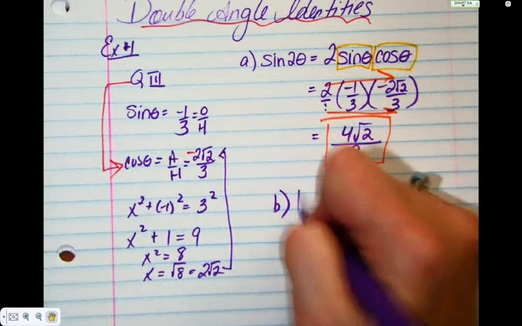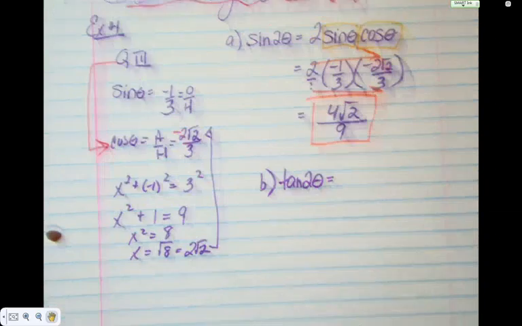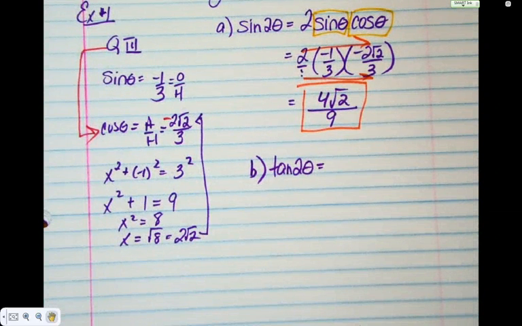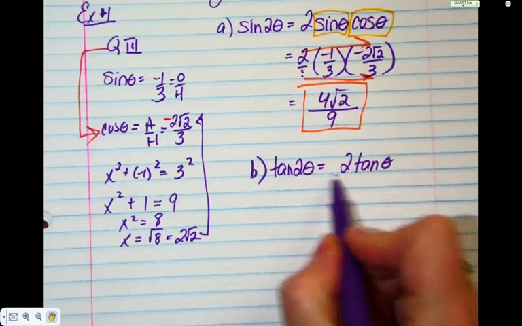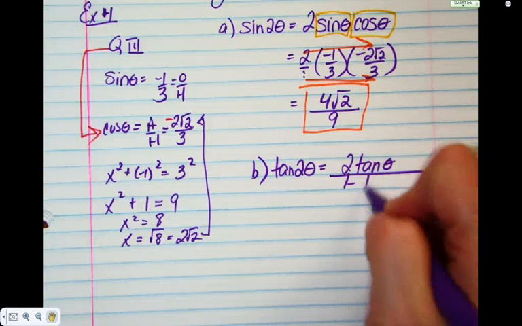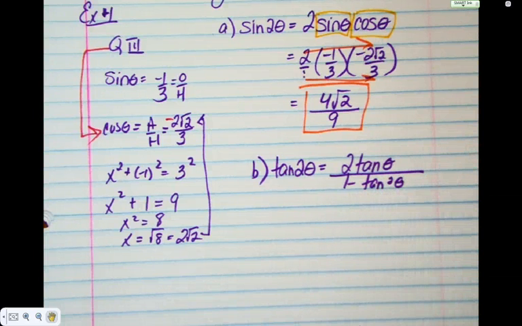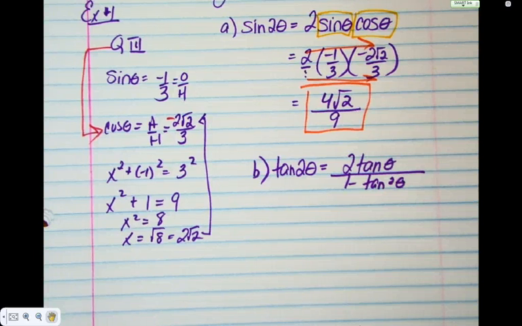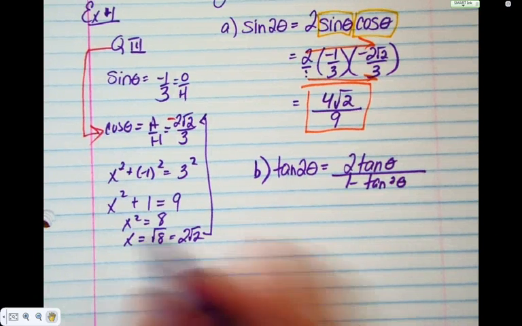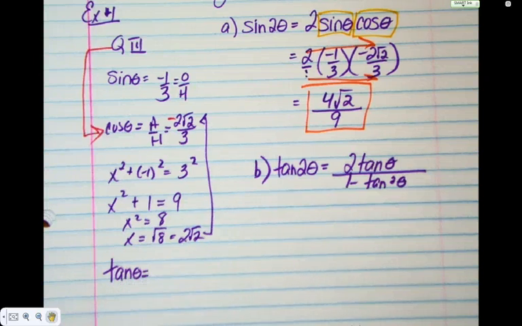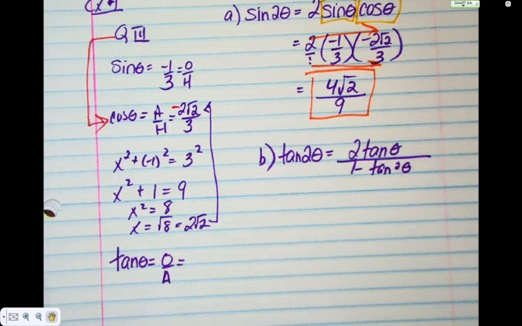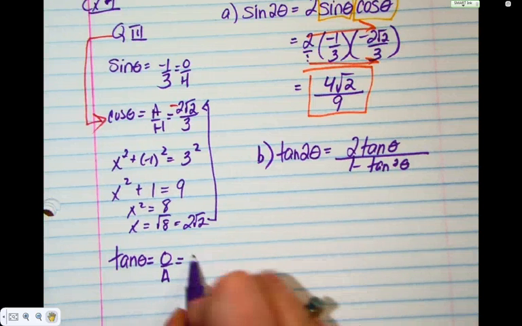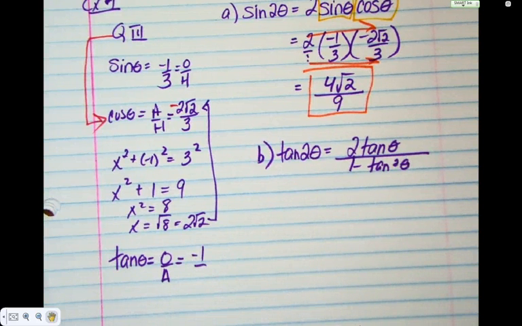Okay, part B is asking for tan 2 theta. What's the other side of the formula? 2 tan theta. And just be careful you're matching your variables. So if we have theta on the left, we have theta on the right. Do I have tan of theta? Okay, can I find it? Okay, what side over what side? Do I have the opposite? What is it? Do I have the adjacent? What is it?